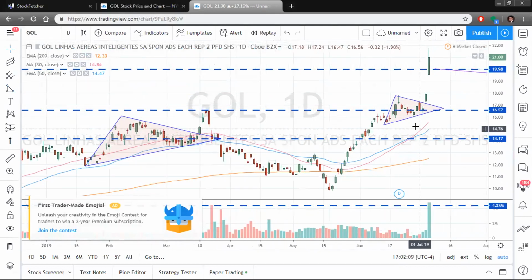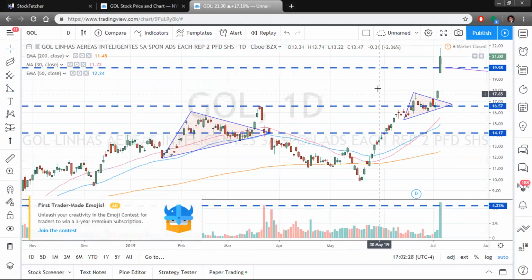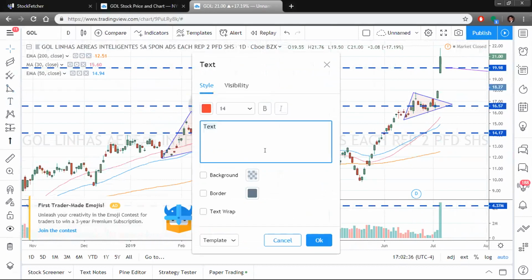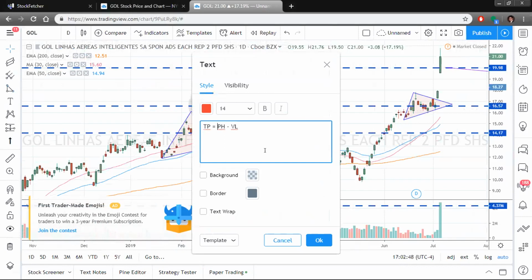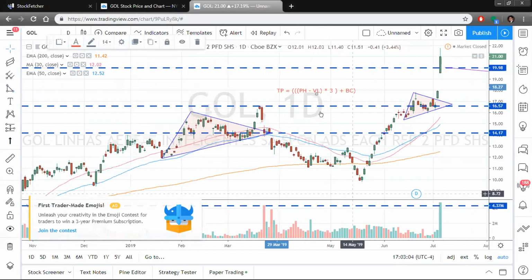Now, with this kind of breakout, if you want to enter, you still have to calculate your target. Don't just enter without calculating your target. What was our formula? Target price is equal to previous high minus VCP low, times 3, plus breakout close. Times 3 plus BC. So that's our standard formula.